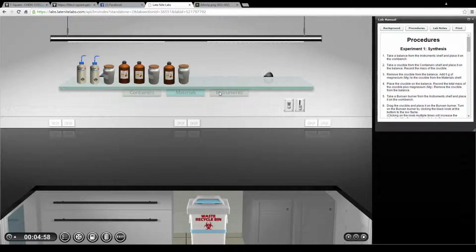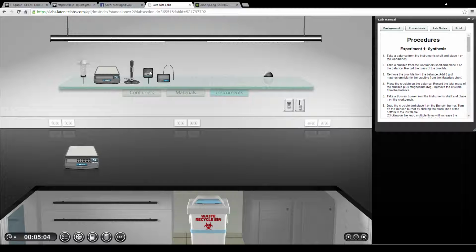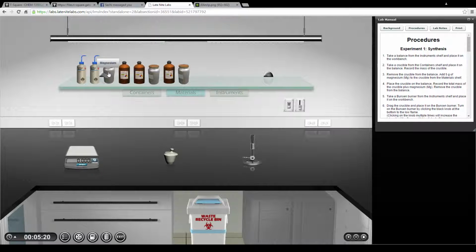Now, to do the magnesium synthesis reaction, first things first, we need to pull out all of our materials. So we're going to need the mass scale, we're going to need the Bunsen burner, and we're going to need a crucible. The next part of the experiment calls for measuring the mass of the crucible, which comes out to be 88 grams. Now we're going to take the crucible back off, and we're going to take magnesium powder, as indicated here by the silver container.